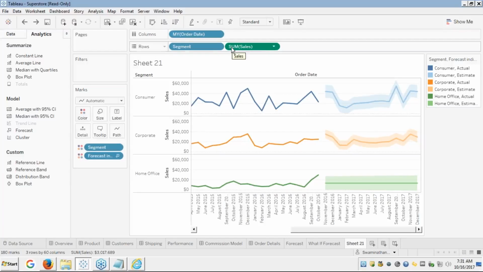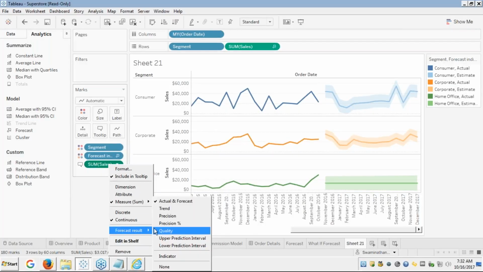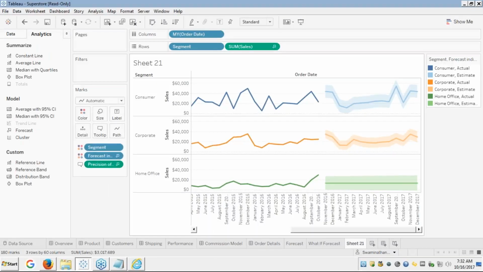Okay. So how to do this, friends? What I will do, I will do a control click on my sum of sales. I'm dragging it and dropping it on my tooltip. As soon as I add that sum of sales to my tooltip, a prediction value comes. I right click here, I go to this forecast result and I'm saying precision. I need the precision also.